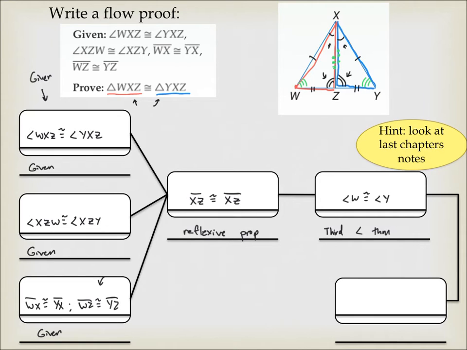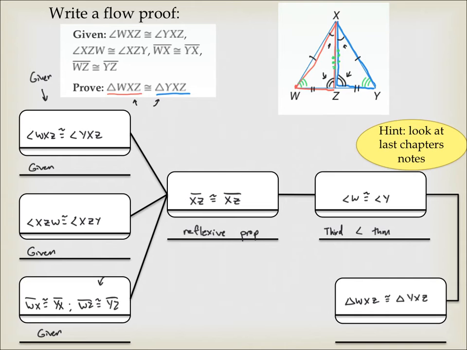Okay, and now we have all 6 pieces are congruent, and so we can say that triangle WXZ is congruent to triangle YXZ. Make sure you pay attention to how you're naming your triangles. The letters of the angles need to match up exactly. I will be paying attention to this as we go forward on tests and quizzes, and you will lose points if you've named your triangles incorrectly.